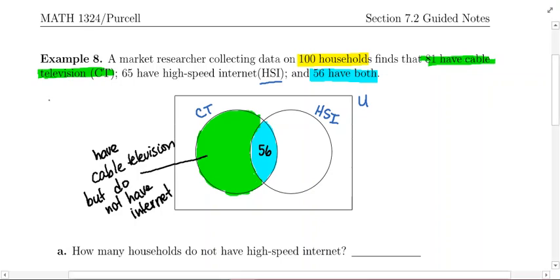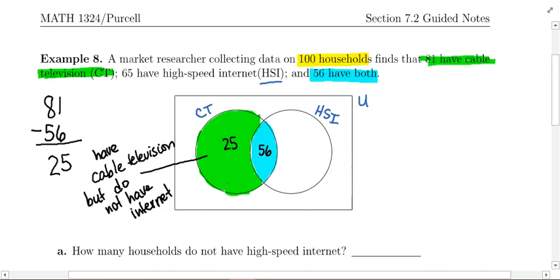So what you're going to do is take 81 people, because 81 total people have cable, and subtract out how many of them have both cable and internet. This is going to give us the remainder of people who just have cable. If you do this subtraction, this is going to be 25. So 25 is going to go here.